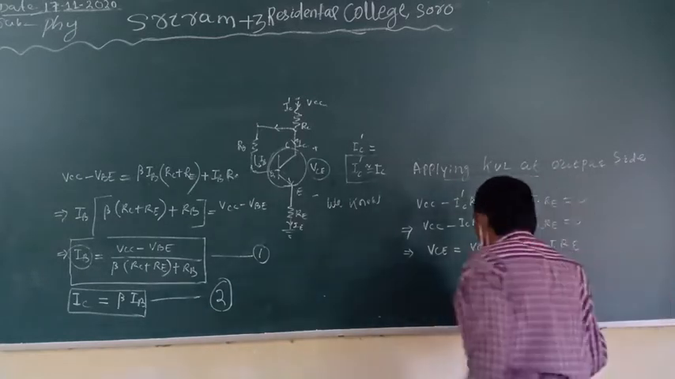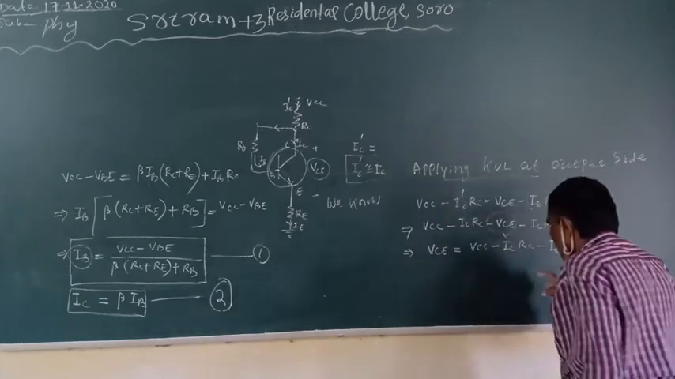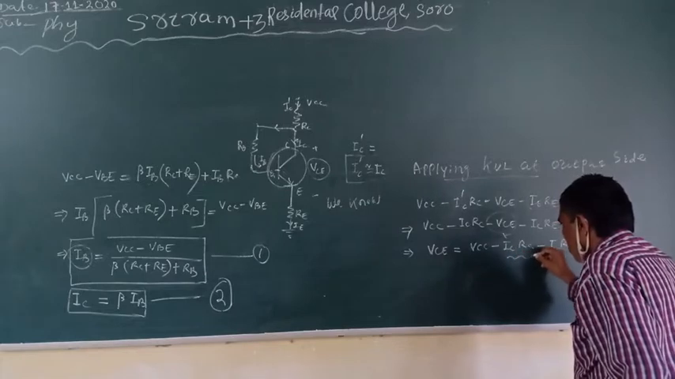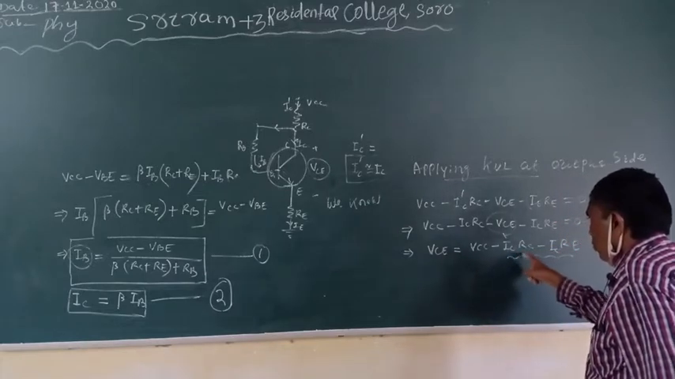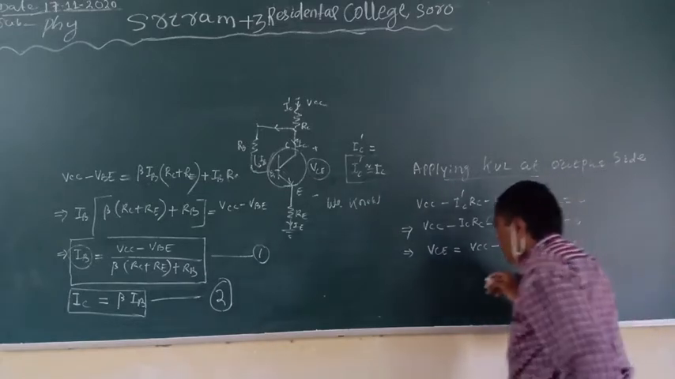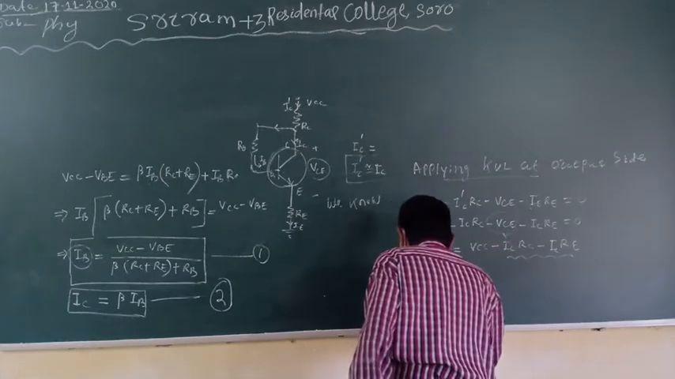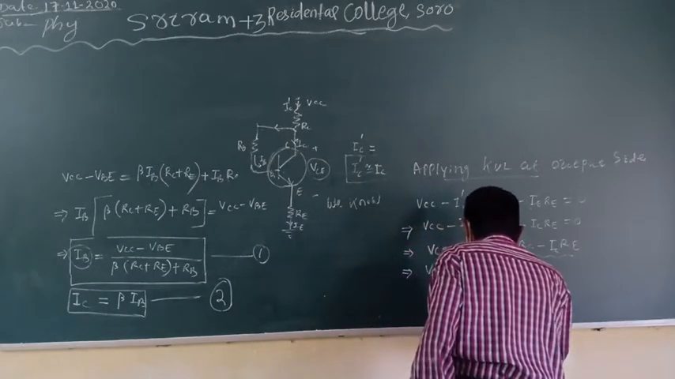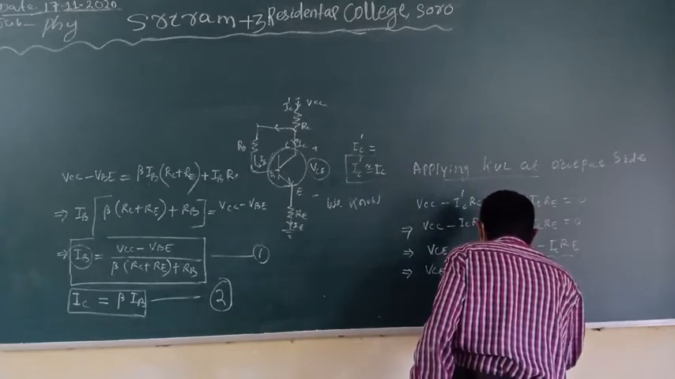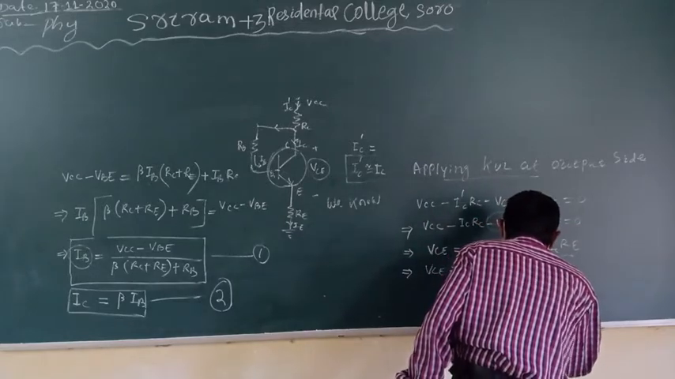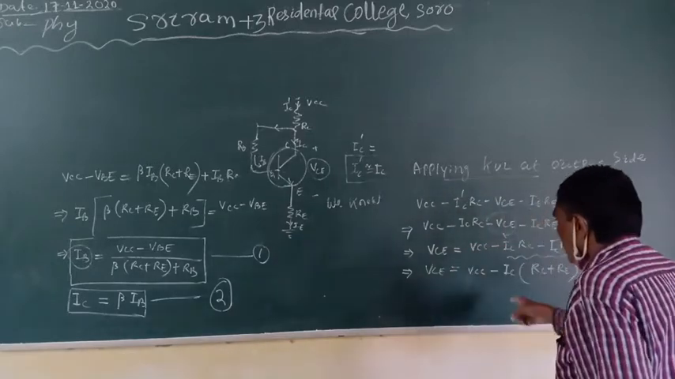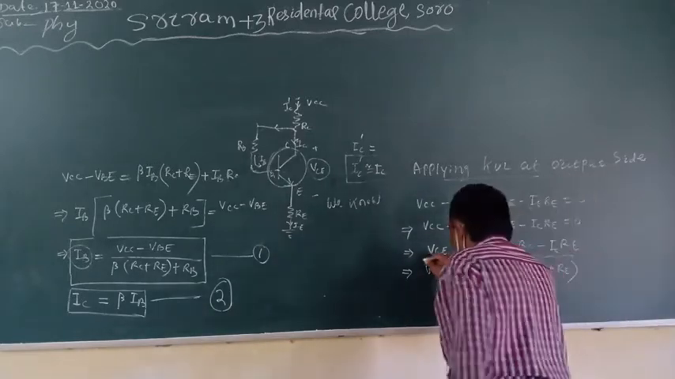Now again, the same term IC is common in both terms, so we take IC common. Now we get VCE equal to VCC minus IC times RC plus RE. So this is the value of VCE.